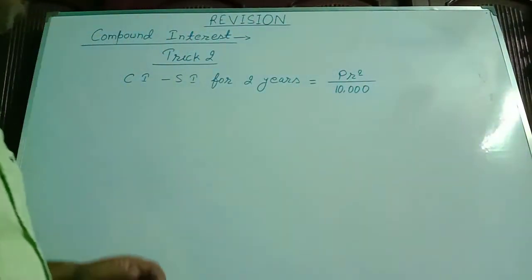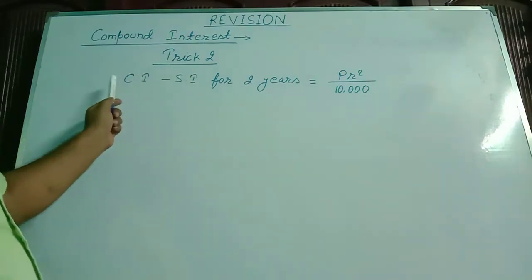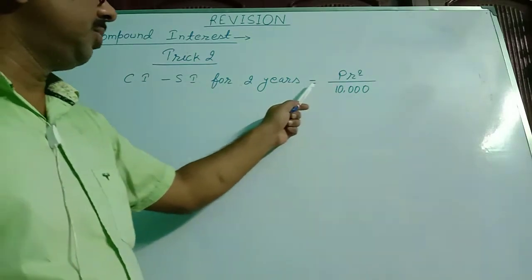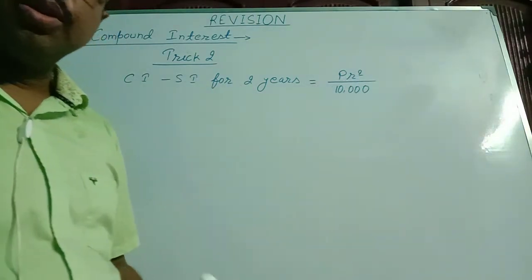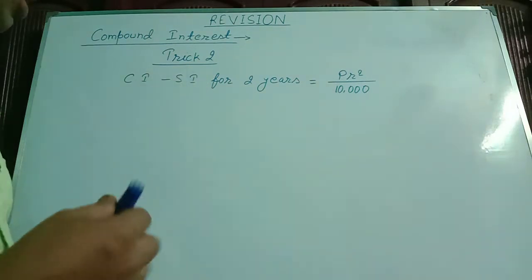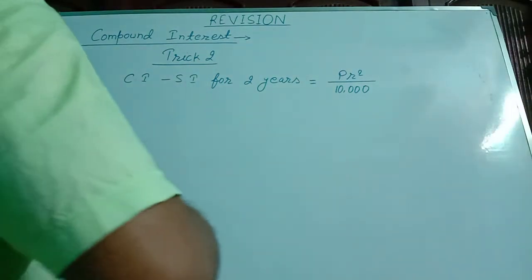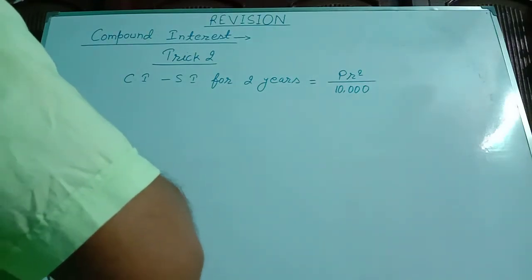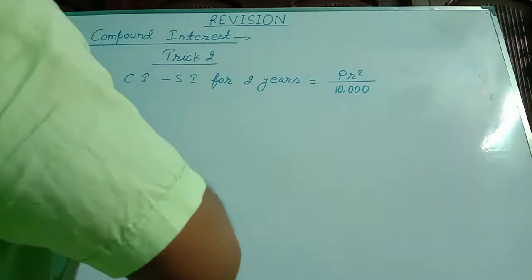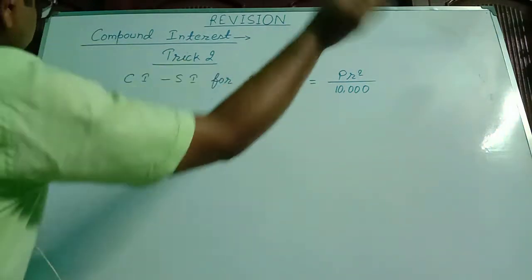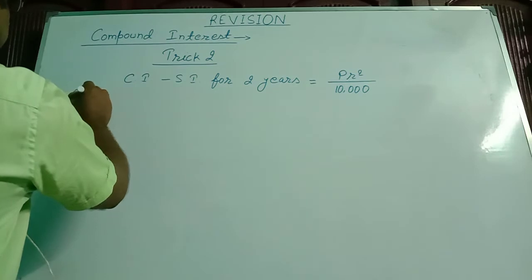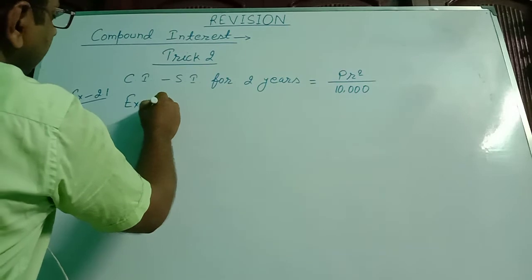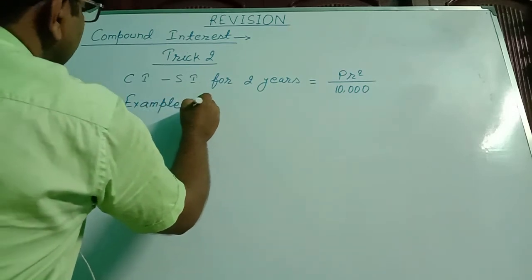Now I am going to use our trick 2, the second trick, that is CI minus SI for 2 years equals PR square by 10,000. This is very easy to learn, and on the basis of this trick I want to solve one example that is given before exercise 2.1. This is example 9.